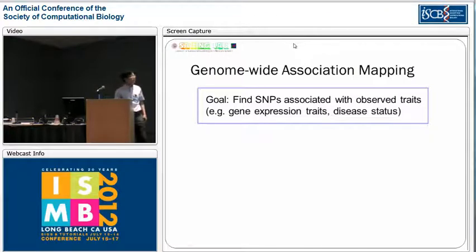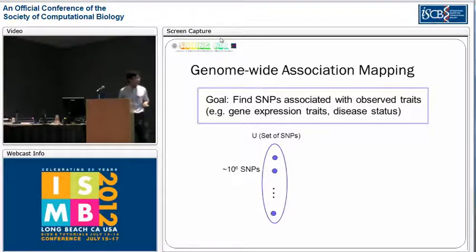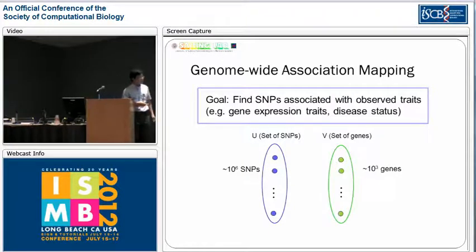First, let me start with a brief introduction of the genome-wide association mapping. The goal of the genome-wide association mapping is to find SNPs which are associated with observed traits, which include gene expression traits and disease status. Let me explain this idea with a graphical representation. Here we have a set of SNPs, and each node represents a SNP. And we usually have order 1 million SNPs. And also we have a set of genes, and each node represents a gene, and we have order 1,000 genes.